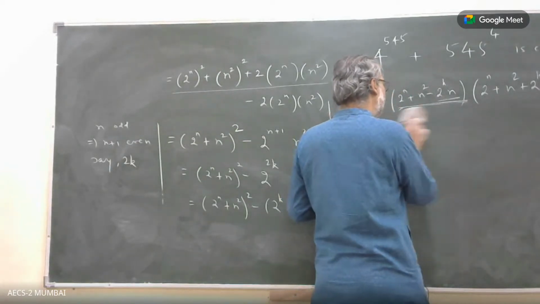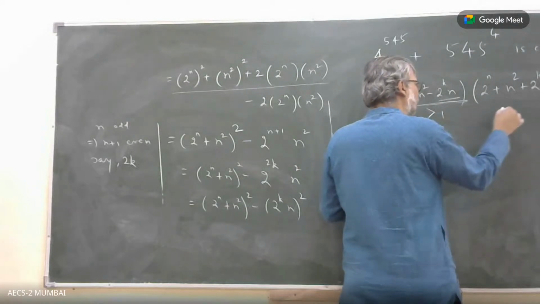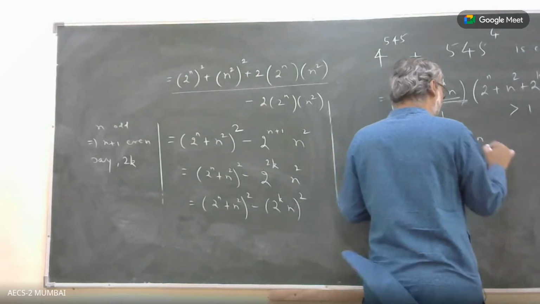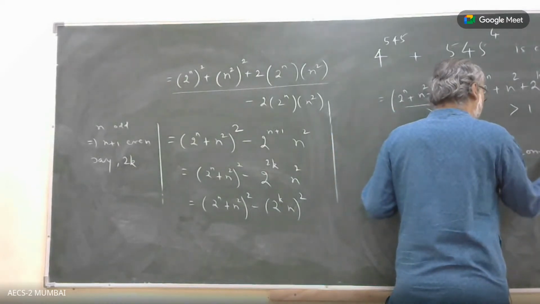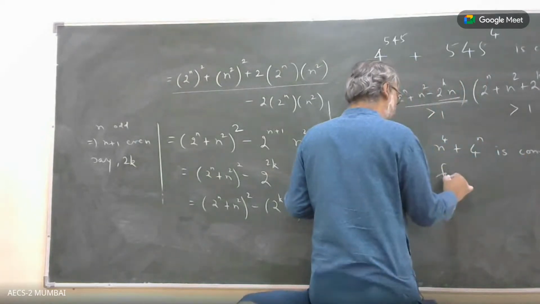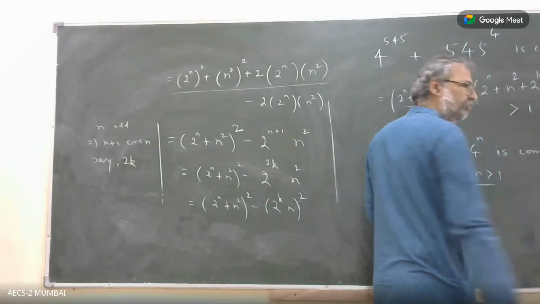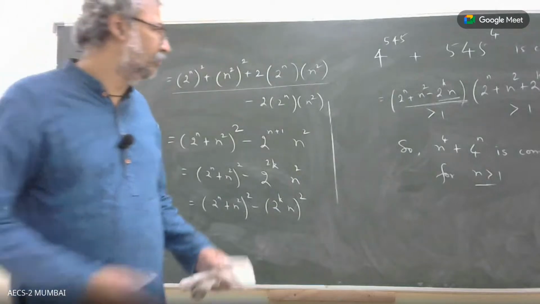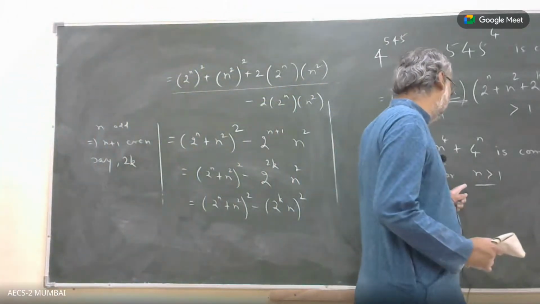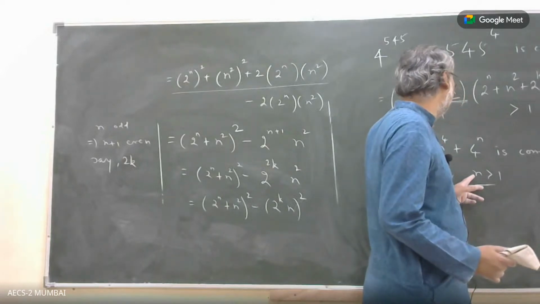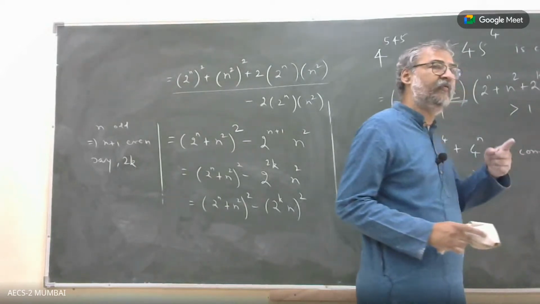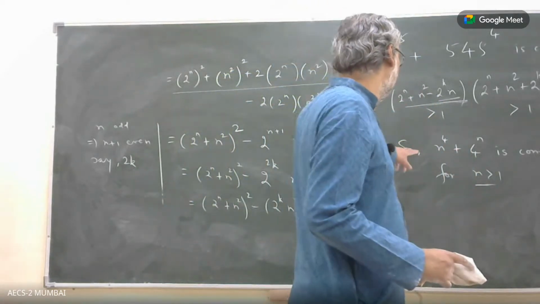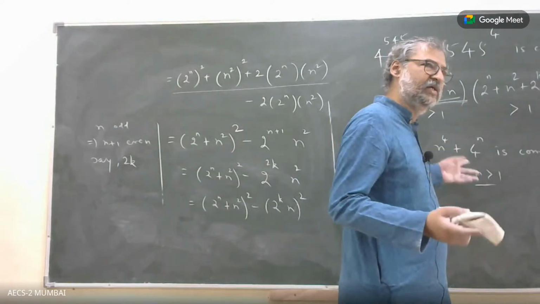But otherwise, for n greater than 1, this is greater than 1, this is greater than 1. So n raised to 4 plus 4 raised to n is composite for n greater than 1. Is that right? Yes. And now in our case, just put n equal to 545. So we are done. Or if you want, we take the same steps by replacing n by 545.